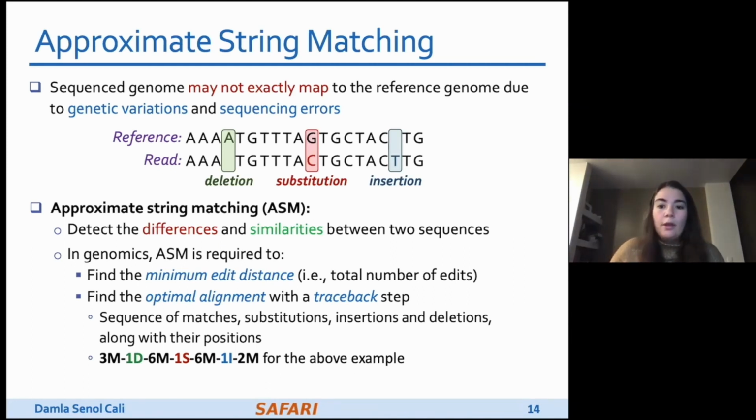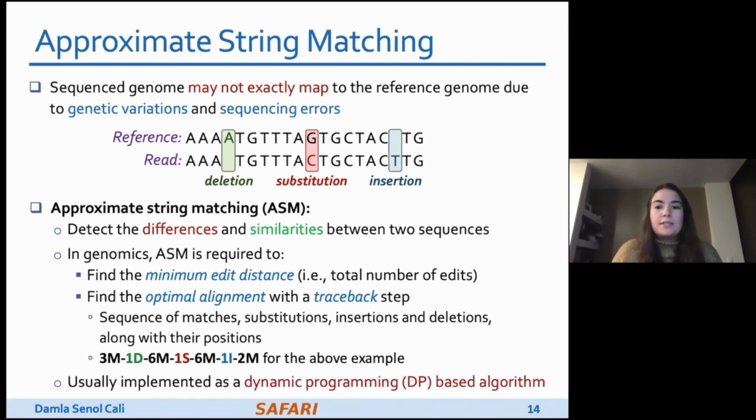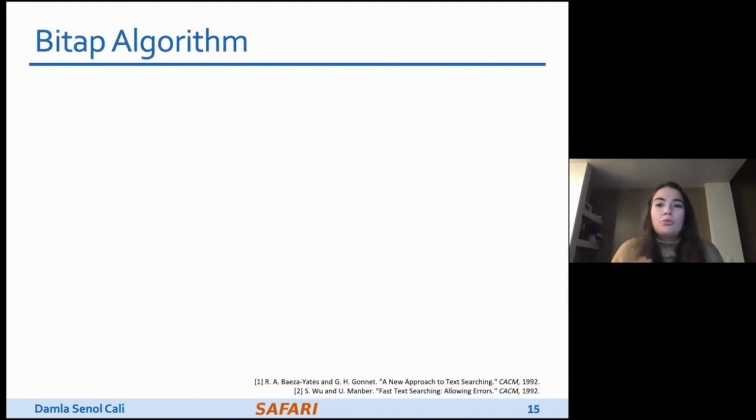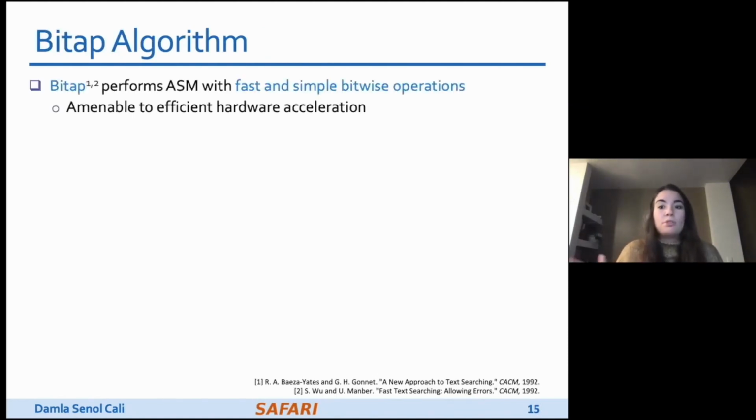Okay. So approximate string matching is typically implemented as a dynamic programming-based algorithm, which has quadratic time and space complexity. So it is desirable to find lower complexity algorithms for approximate string matching. One candidate to replace DP-based algorithms for ASM is the Bitap algorithm. And Bitap uses only fast and simple bitwise operations to perform approximate string matching, which makes it amenable to efficient hardware acceleration. And that's the reason why we picked the Bitap algorithm to accelerate.